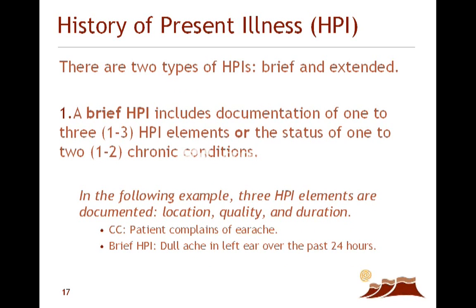So there are basically two types of HPIs. The brief HPI, we're looking at, if you're talking about just one symptom, you're just giving a few, 1 to 3 elements of that new symptom, or the status of 1 to 2 chronic conditions. In this example, they're talking about the dull ache in the left ear. Okay, they give you a few descriptors of the ear pain, and depending on how many you have, you will meet the criteria for the HPI for the acute problem.